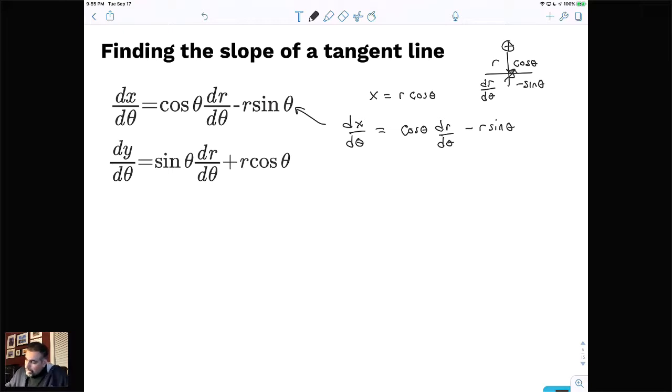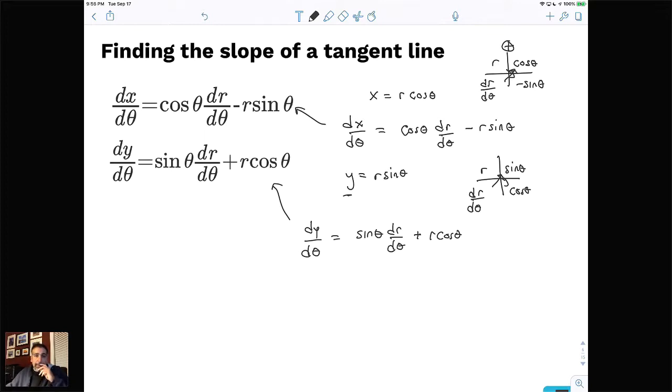And we can do the exact same thing for y equaling r sine theta. Setting up a product rule for this one, r and sine theta are the two factors. With respect to theta, this would be dr over d theta, and this would be cosine theta. So now the derivative of y will be dy over d theta. Using the product rule gives us sine theta times dr over d theta plus r cosine theta, which again is exactly this formula right here.